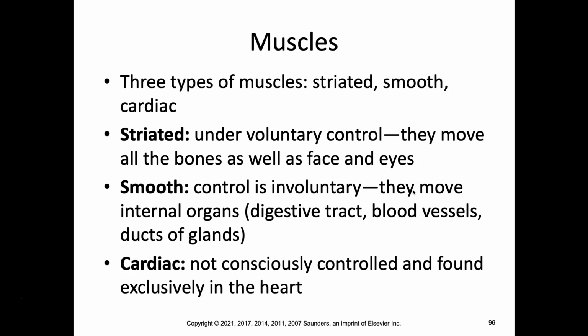Then you have smooth muscles. Smooth muscles control your internal organs. So their control is involuntary. They don't get to say, yes, I want to move, or no, I don't. They are involuntary. They just move because they move. They have to. And they have a type of tissue for that.